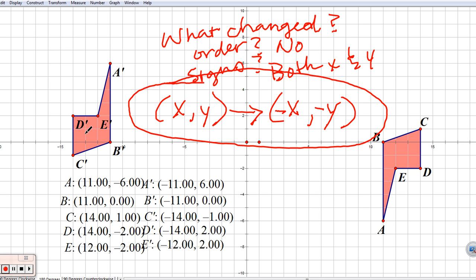And just so that we're clear, whether we go clockwise with 180 degrees or whether we go counterclockwise 180 degrees, I'm going to end up in the same place. So we don't need to worry about direction on a 180-degree rotation.